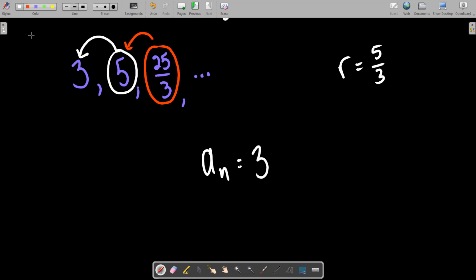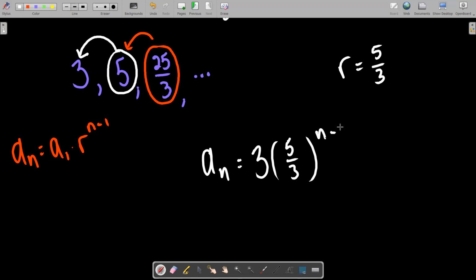So again, our formula, which if you weren't here, the formula is this. A sub n, you don't have to write this down because you already have this in your notes. It equals a sub 1 times r to the n minus 1. Like we wrote that down like a week ago. So now that we know the formula, we're going to put 3 times, and then what's going to go in my r place? 5 over 3. And I'm just going to put n minus 1.